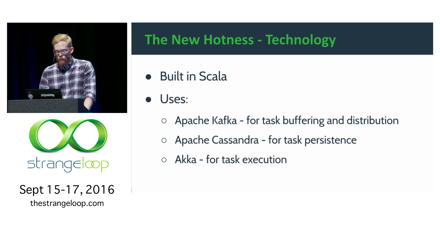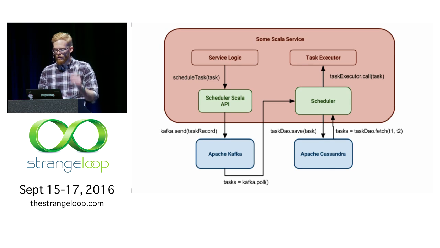Cassandra is a distributed NoSQL column-oriented database based on ideas from Google's famous Bigtable paper or also Amazon's Dynamo. And Akka is an actor system library for Scala or Java. So if you're not familiar with actors, they are computational entities that run in parallel and communicate by sending each other messages. Okay, definitions out of the way.